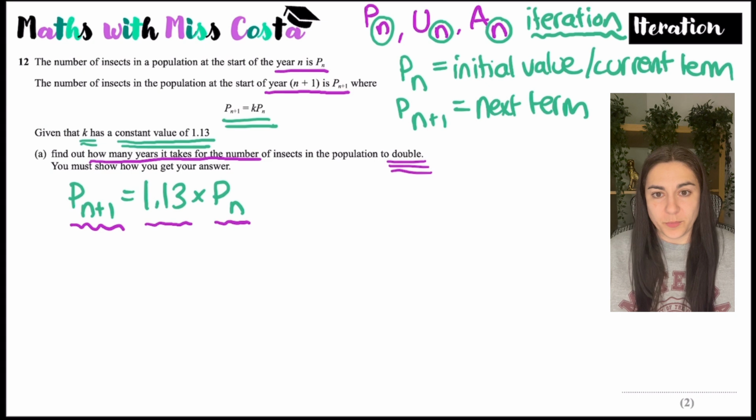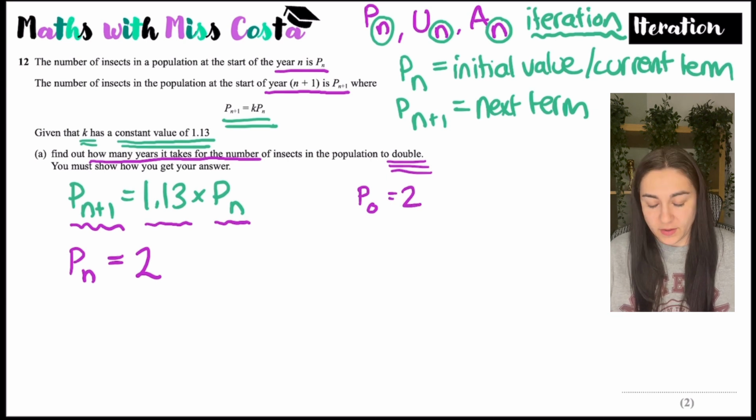So we don't know what the population is. So what we can do is just pick any value. It doesn't really matter what value it is. It could be 2, it could be 200. Pick whatever you like. So I'm going to say that Pn, my initial population, so the number of insects in the population at the start of the year, is going to be, let's just say 2. Okay, so obviously for it to double, we need to get to a part where it is more than 4.